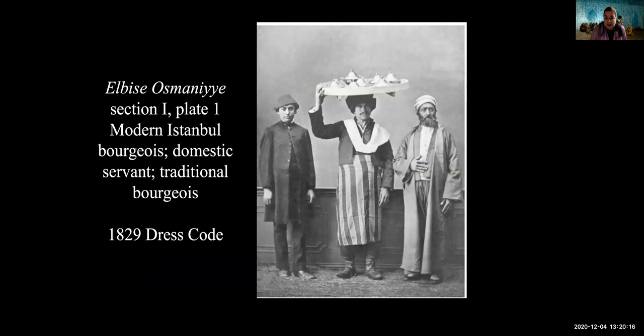And this book is very interesting because it lies at a transitional moment between a government that sees all its subjects as an undifferentiated part of a whole, all equal, and a government that gradually begins to differentiate its people and objectify them. So another response to Orientalist portrayals is an Ottoman government presenting its own diversity of people through this costume book called the Elbise Osmaniye.